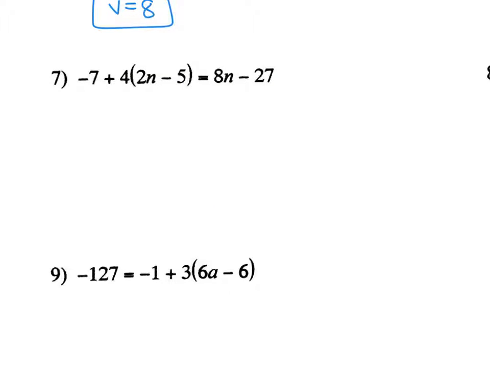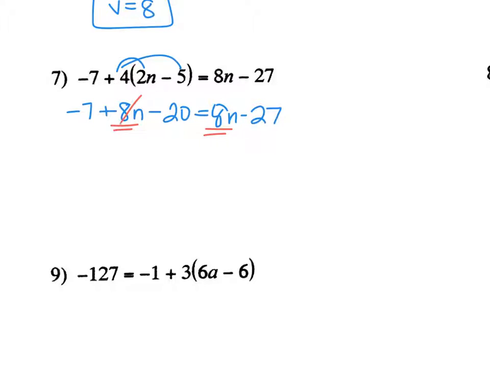All right, question 7. I put this in there to trick you a little bit because sometimes people think you're supposed to add first. Remember, you always have to distribute first. So negative 7 is just going to come down. And I'm going to distribute 8n minus 20 equals 8n minus 27. And some of you may start to notice that your n's are going to cancel each other out. Well, when those cancel, you should be left with negative 27 equals negative 27. Remember, when your variable cancels, it's either all real numbers or no solution. And because negative 27 does equal negative 27, this is all real numbers.